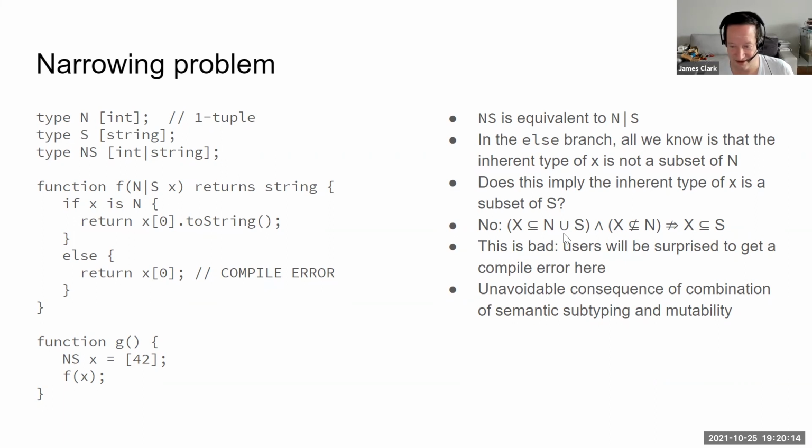Because, am I making sense? That just doesn't work. Unfortunately, this cannot work because of the inherent types. You would expect this to be narrowed to S there, but it can't narrow to S. So this is not good, right? Let's be clear, this is not great. But I think it's an unavoidable consequence of a combination of subtyping, semantic subtyping, and mutability.